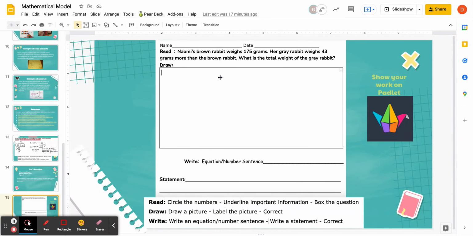There is a section for you to read, a section for you to draw, a section for you to write, and then a section for you to write your statement. There's also the rubric below to remind yourself of what to do for each of the areas.